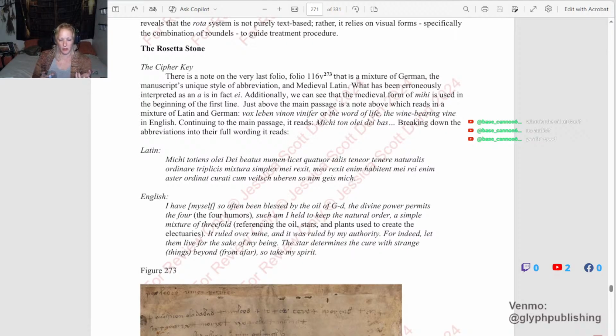The oil of God, according to the Voynich manuscript, is the olive oil. I mean, that was considered the oil of God anyway in Christianity. So we are going to talk about Folio 116.